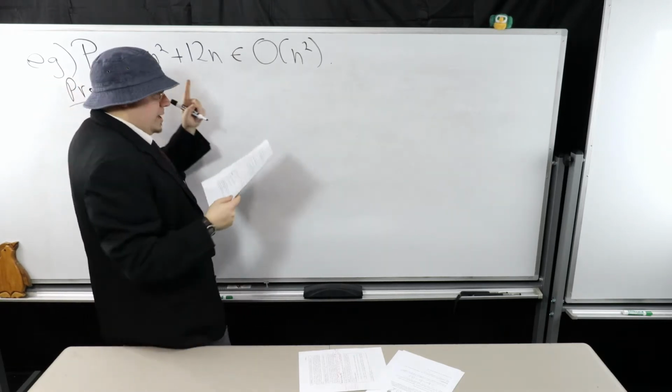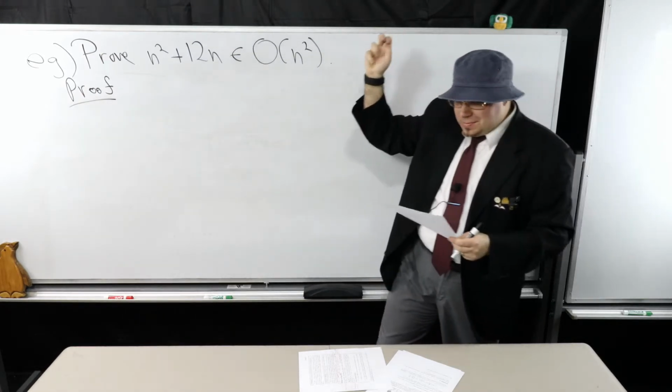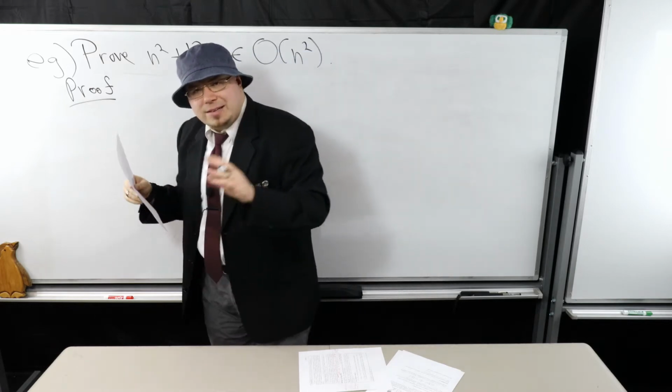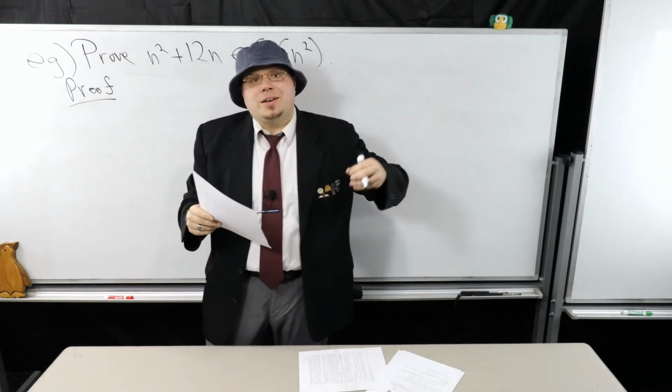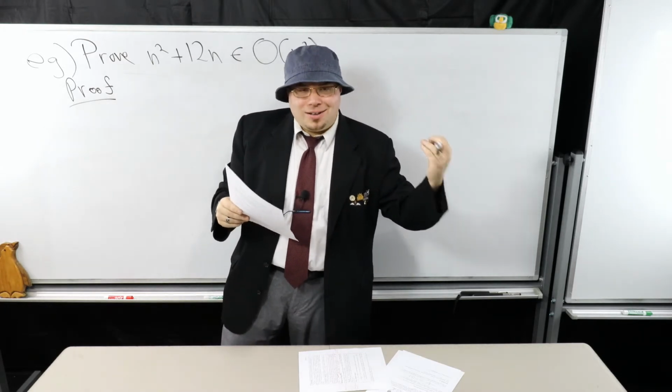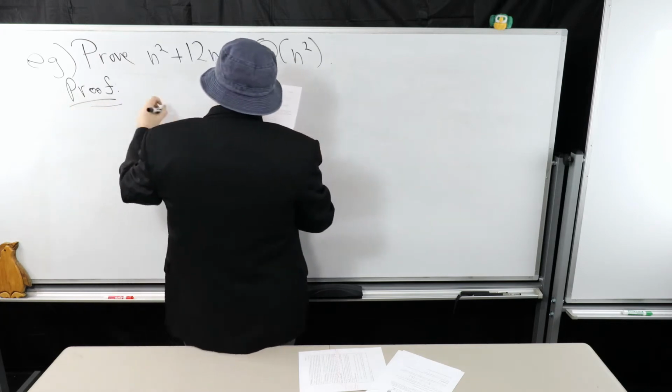So remember the game plan. We want to find c and n0. Our job is the inequality comes from the selections of c and n0. That's the part where we actually have to justify our constants that we select. So here's our proof.